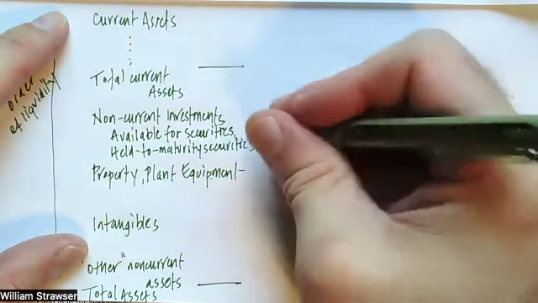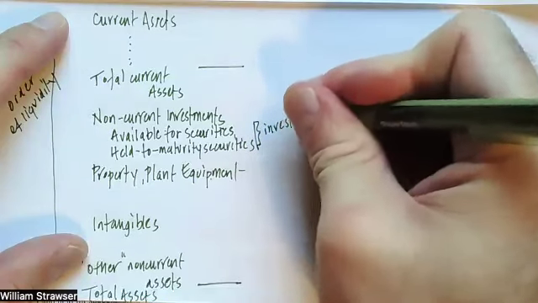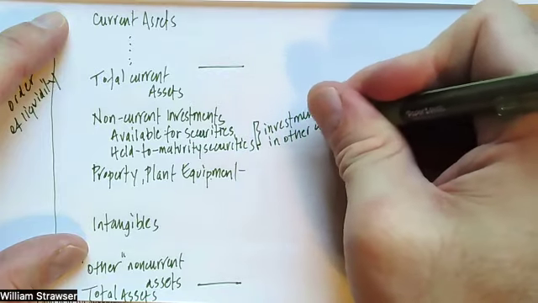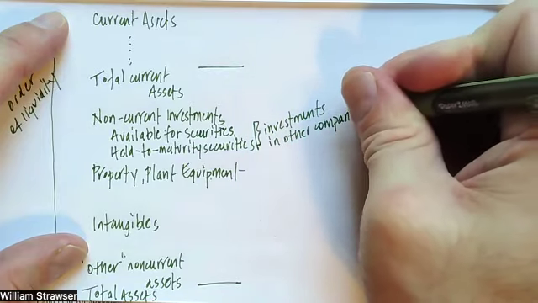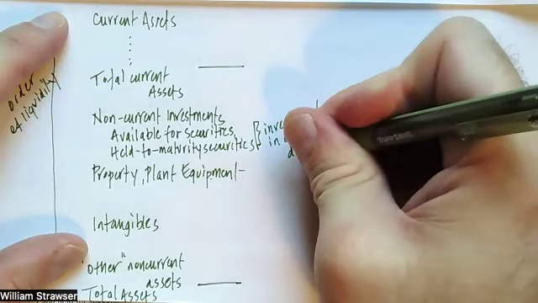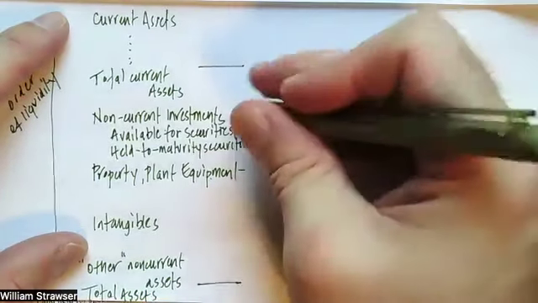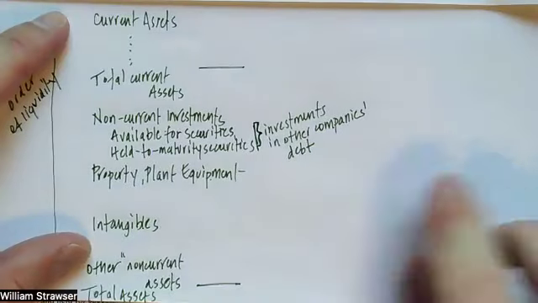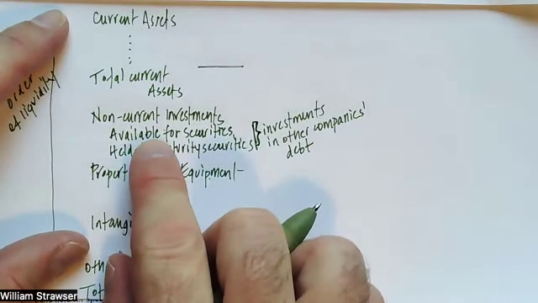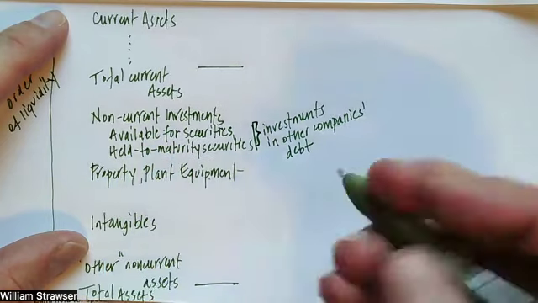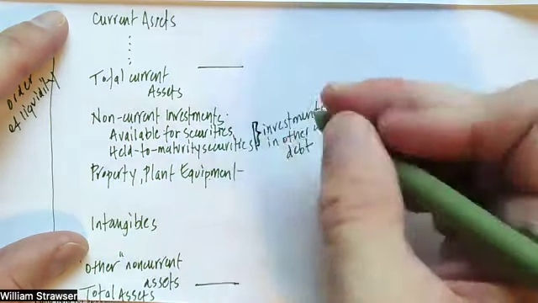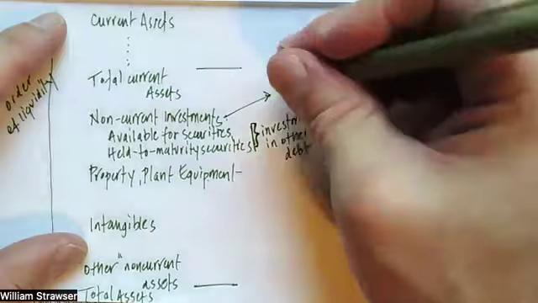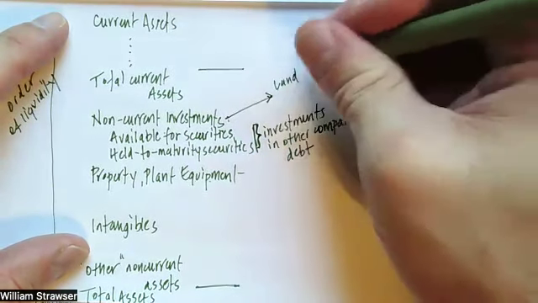These are investments in other companies' debt. So they sold bonds on the public market, and my company bought some of their bonds and then classified them as either available for sale or held to maturity. Other things that can end up in this, and I ran out of room, of course, but other things that can be non-current investments: land held for speculative purpose.